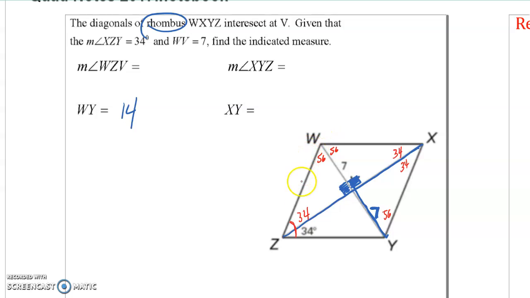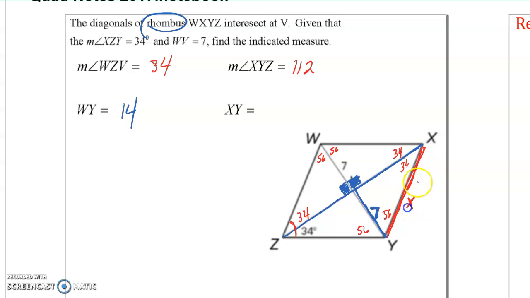So WZB is 34, and XYZ is actually 112. This is 56, so this is 112. And now I need XY, which is definitely going to be trickier.